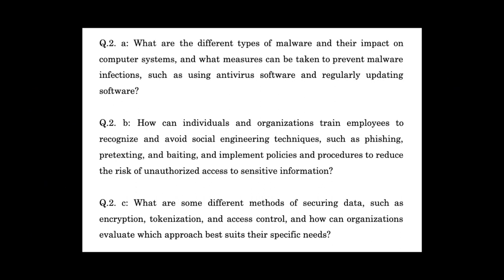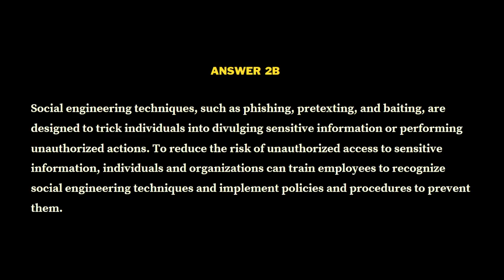Question number 2B. How can individuals and organizations train employees to recognize and avoid social engineering techniques such as phishing, pretexting, and baiting, and implement policies and procedures to reduce the risk of unauthorized access to sensitive information? Answer 2B. Social engineering techniques such as phishing, pretexting, baiting are designed to trick individuals into divulging sensitive information or performing unauthorized actions. To reduce the risk of unauthorized access to sensitive information, individuals and organizations can train employees to recognize social engineering techniques and implement policies and procedures to prevent them.